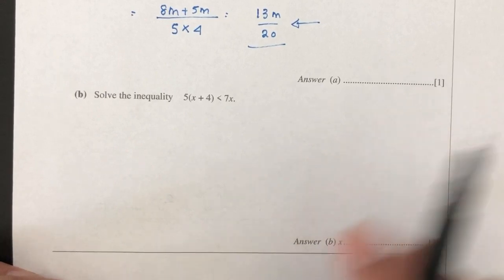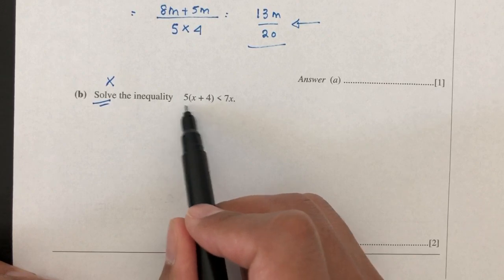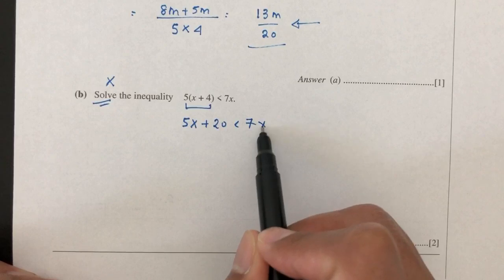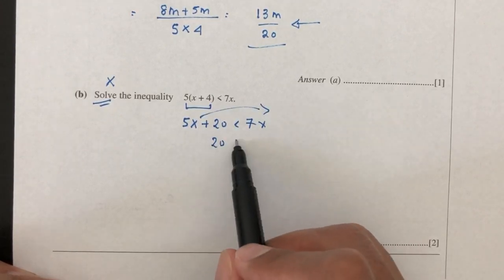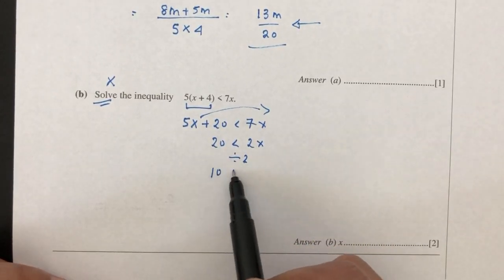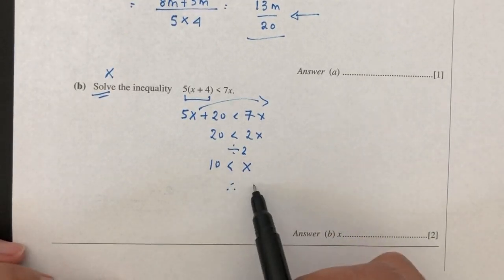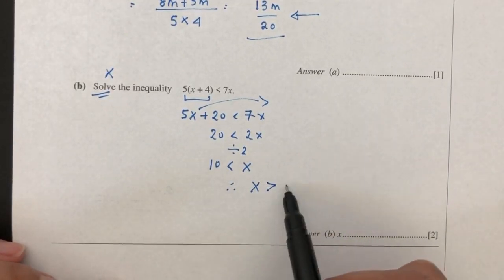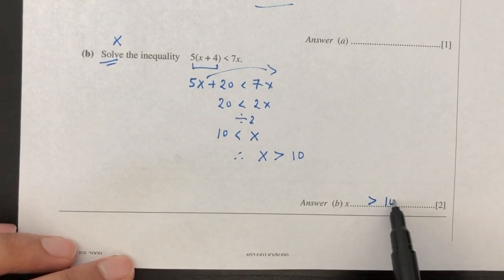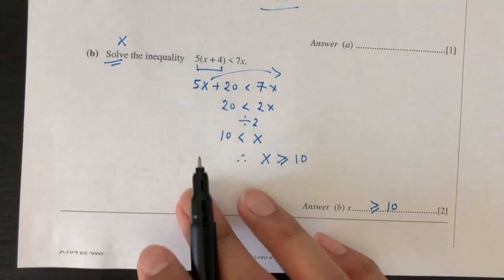Now for part B, solve this inequality. When you say solve, it's basically find the value of x. So let's do that. We first expand the brackets. We'll have 5x plus 20 less than 7x. We send x over here, we will have 20 less than 2x. Divide by 2 everywhere. We will have 10 less than x. In this case, it's the same thing as saying x is more than 10. So let's write that down. You can always do that as well if you want to, but this should be fine. So that will be question 13.